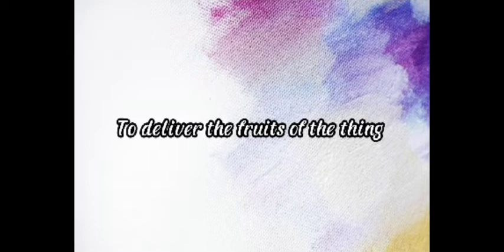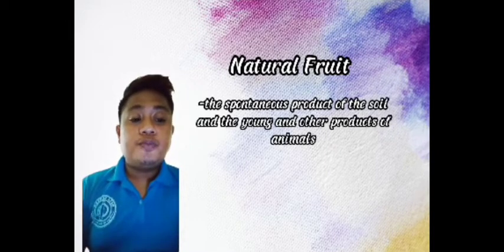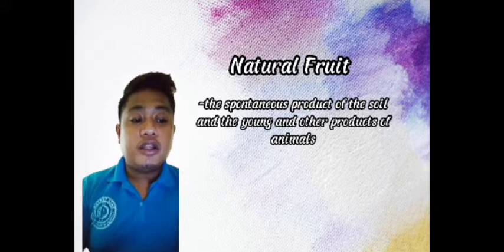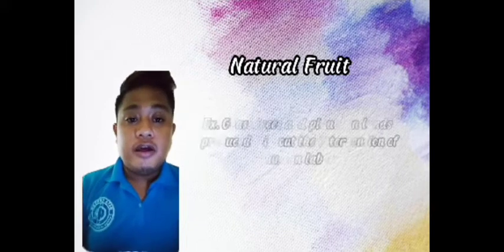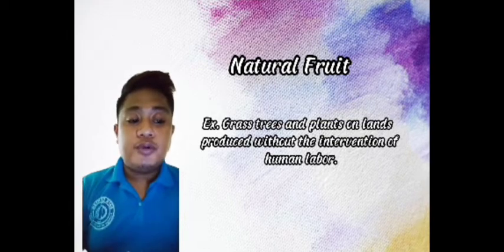Okay, so let's go back to Article 1164, which is to deliver the fruit of the thing. As mentioned by law, fruits can be natural, industrial, and civil. The first one is the natural fruit, the spontaneous product of the soil and the young and other products of animals. An example here is the grass, and all trees and plants on land produced without the intervention of human labor.